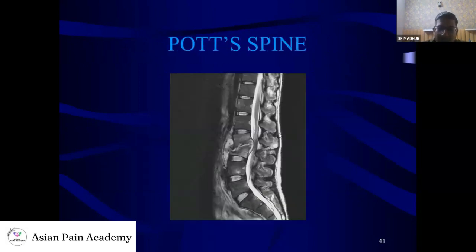Pott's spine, or TB of the spine, is also very commonly seen in lower backache patients. We can see there is a contiguous involvement of these two vertebrae, L2 and L3, with the intervertebral disc also involved, end plates eroded, and large prevertebral as well as ventral epidural abscesses formed. The edema can also be seen in the L2 and L3 vertebrae. It is a case of Pott's spine.